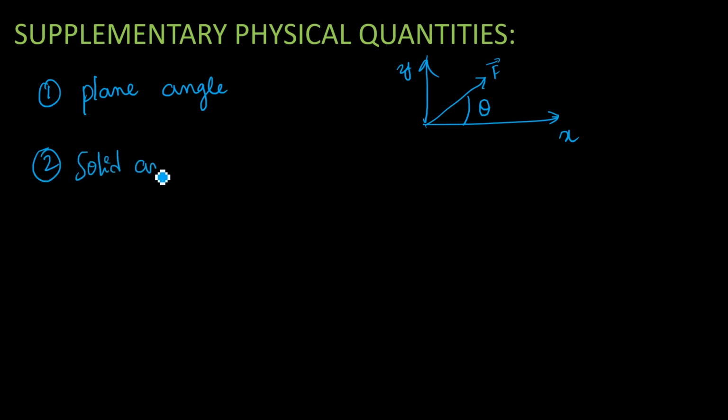Solid angle. For this example you can take a cone. For cone-shaped objects, the angle at the center subtended with the area is called solid angle. So these are supplementary physical quantities.